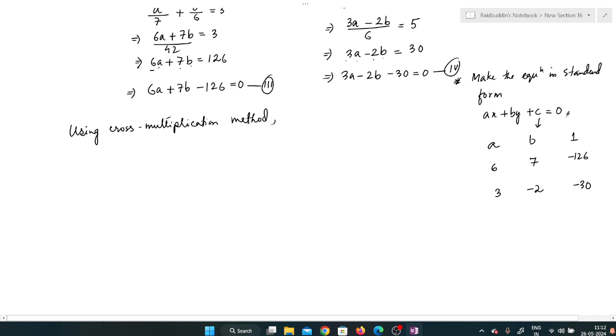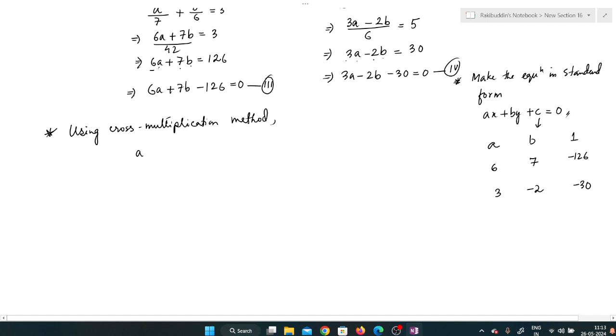Using the cross multiplication method, you need to know it. This is very important; sometimes the question directly mentions it, so note it. Elimination is necessary, it is applicable to all the sums. Again, they specify cross multiplication. So using the cross multiplication method, we are going to find the value of a and b.